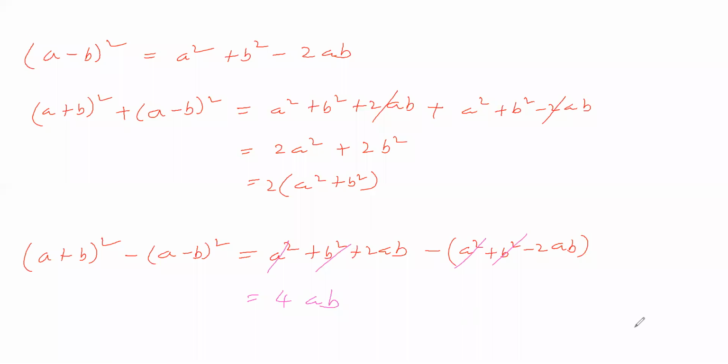Next formula we will take, that is a plus b into a minus b. We will see this expression. We will multiply this a and this a, we will get a square. This a and this b will multiply, ab. This b and a we will multiply, ab. This plus b and minus b will multiply, minus b square. ab gets cancelled. So we will get a square minus b square.